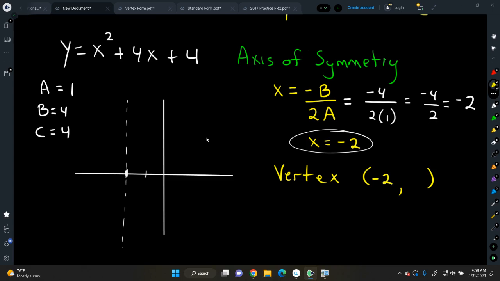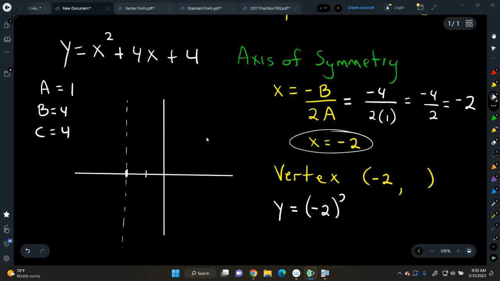Okay, so we have the x value. We need the y value. How are we going to find the y when we know the x? Plug it in. Y equals x squared. So what's x? Negative 2. So negative 2 squared plus 4 times x, which is negative 2 plus 4.